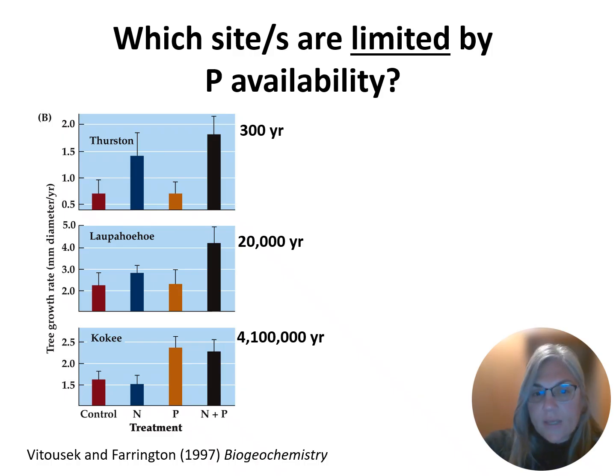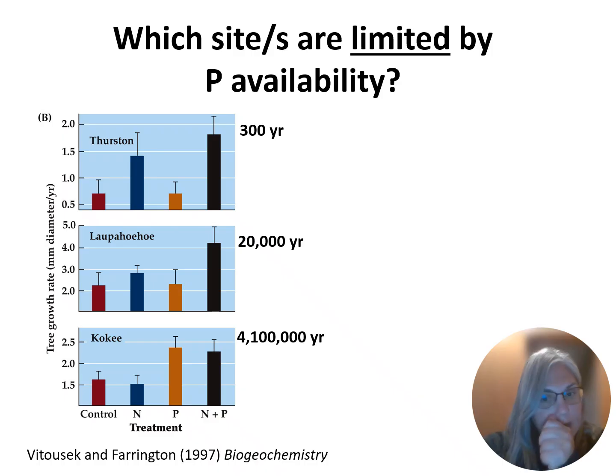Now let's look at, again, we're just looking at the 300-year-old site. Now let's look at phosphorus. Was the growth rate greater, equal to, or less than the control? To me, it looks like it's very similar, it doesn't look like there was any change in growth. And then let's look at the last one where they added both nitrogen and phosphorus. So we also see an increase in growth there. So based on this data, it suggests that this younger site is not limited by phosphorus because we saw no change in growth when we just added phosphorus.